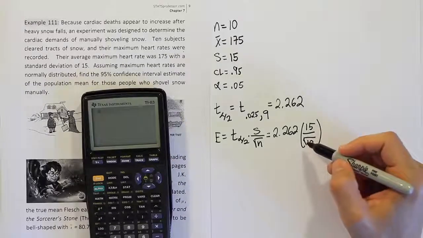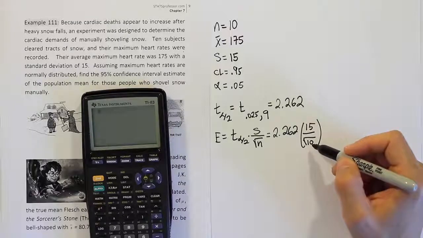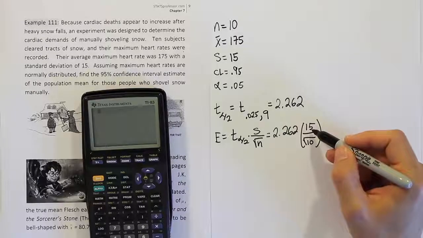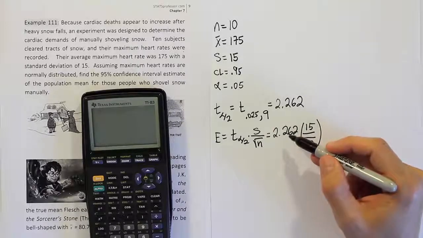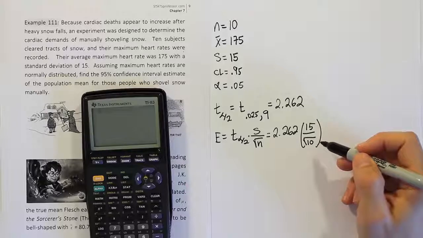Sometimes it's easier than others, but a quick mental approximation: the square root of 10 must be close to the square root of 9, because 9 and 10 are pretty close to one another, right? So the square root of 9 is 3, and that would go into 15 5 times. And then we'd have 5 times 2, roughly, which would be about 10. So we're saying that this calculation should be in the ballpark of 10.